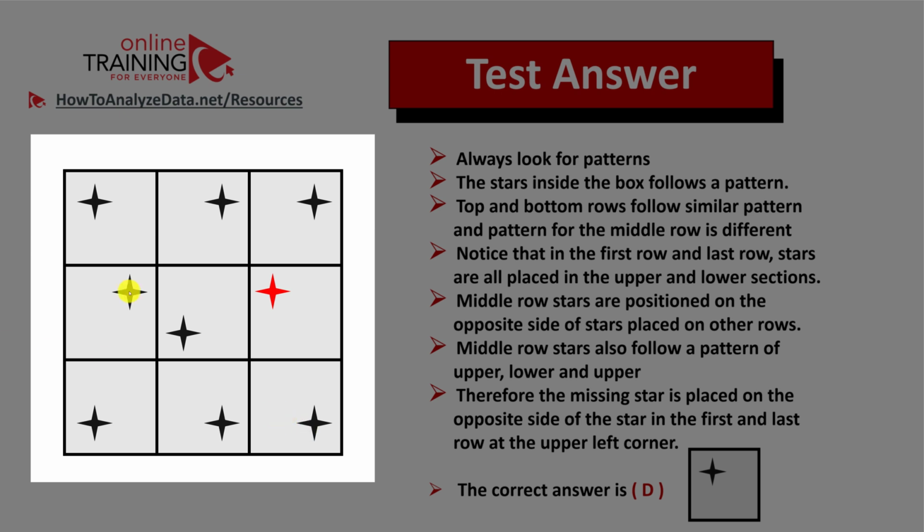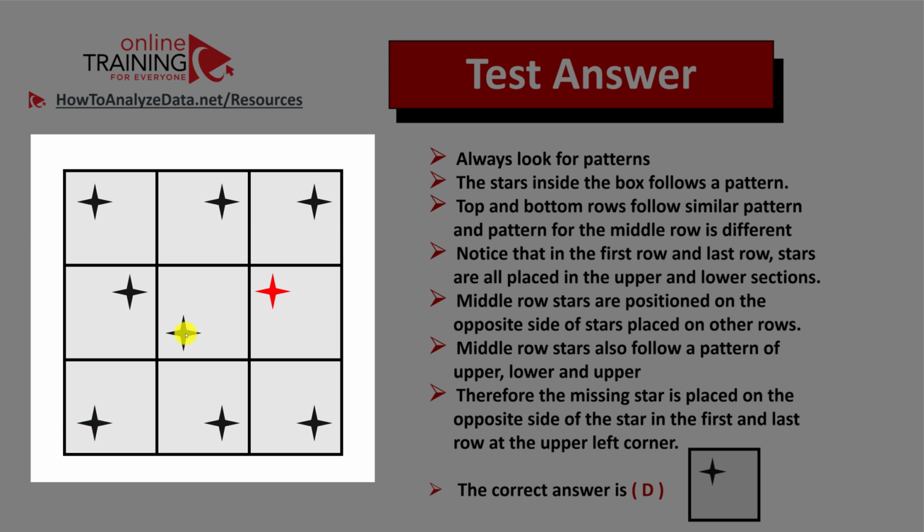If you follow the middle row, you will see that the stars in the middle row follow a completely different pattern. The first middle row star is at the top, then bottom, then the next one logically would be at the top again. You also see that the middle row stars are placed on the opposite sides of the top and bottom row stars. You see in the first column the middle row stars in the upper right corner versus the top and the bottom rows, which are placed on the left side.